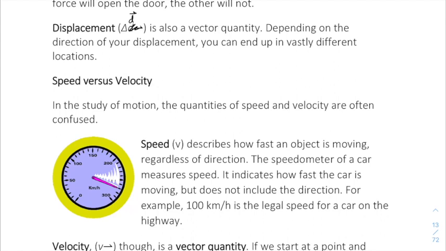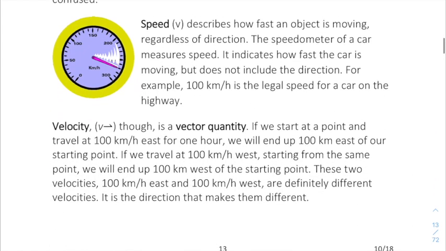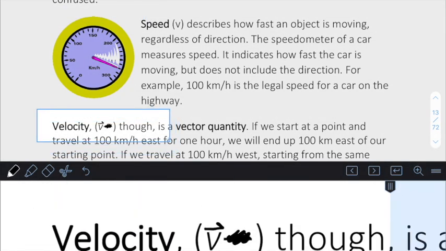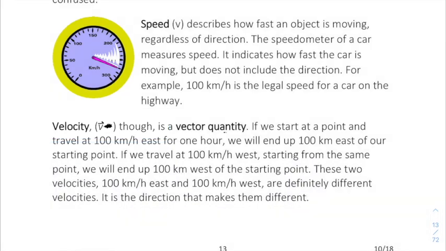For example, 100 kilometers per hour is a legal speed for a car on the highway. It doesn't matter if it's 100 kilometers east or west or north or south. That's not important. What is important is that it's 100 kilometers per hour. It's a magnitude. When we consider velocity, which is speed with direction, and again with the little arrow on top, then that is a vector quantity. It's relative to a displacement and a change in time. So it's really displacement over a time interval, and that means it's going to have some direction.